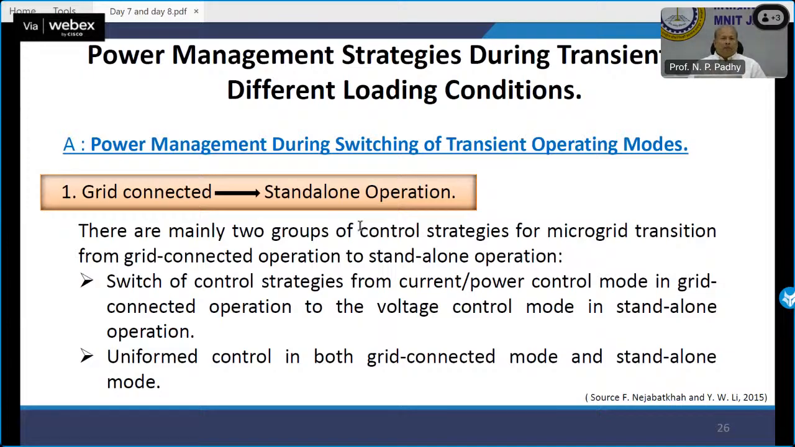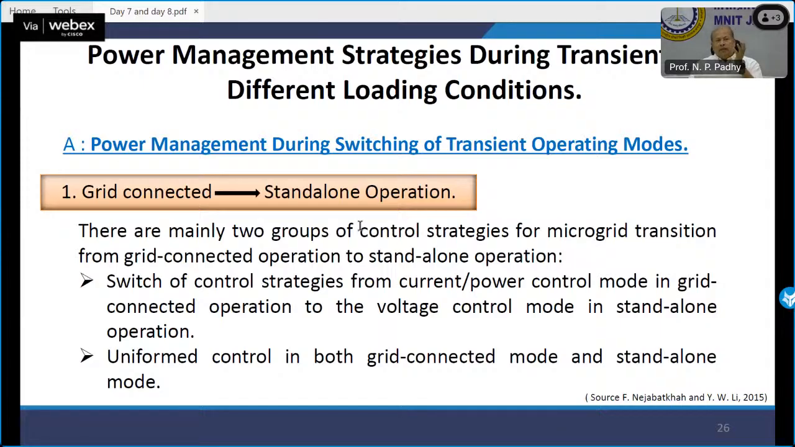Power management strategies during transient and different loading conditions, power management during switching of transient operating modes. The first one is grid connected to standalone operation. There are mainly two groups of control strategies for microgrid transition from grid connected operation to standalone operation.